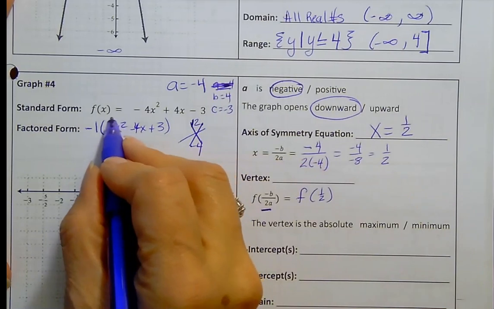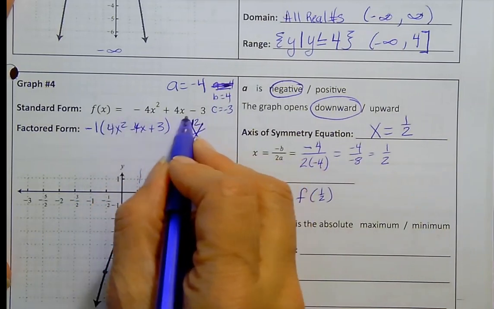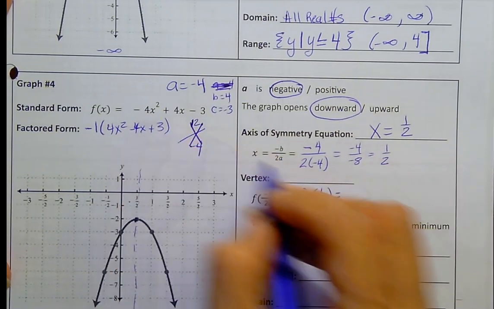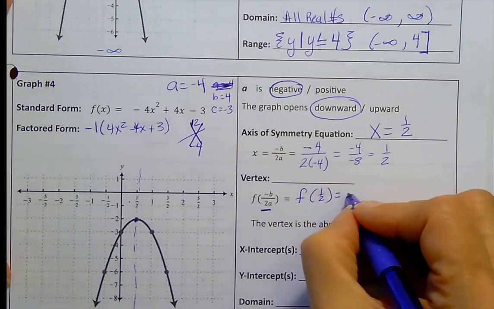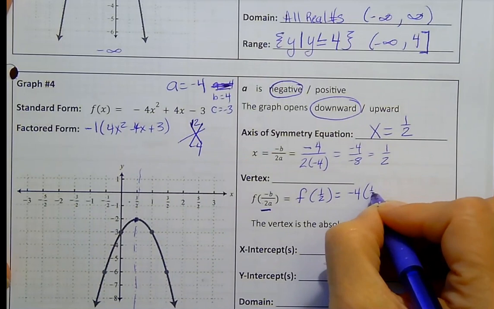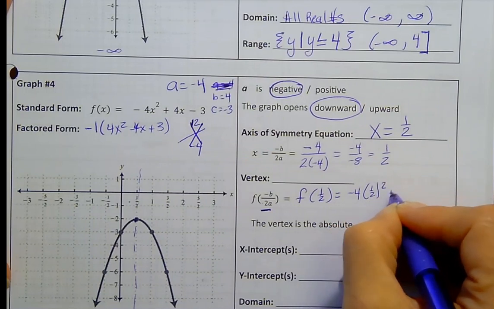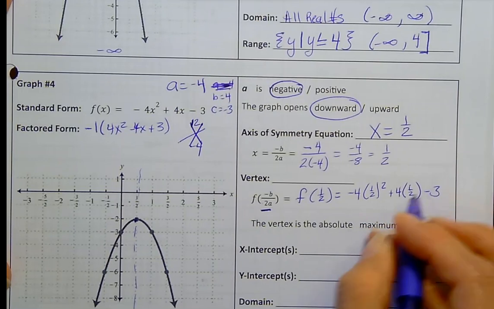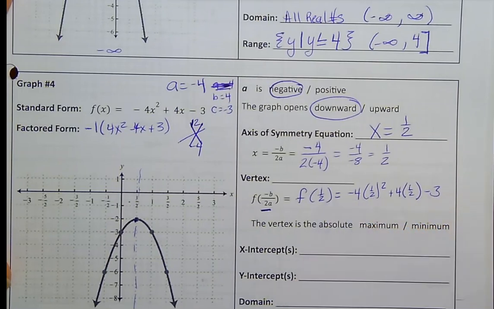And mathematically, I can plug that in. I'm going to go to the original equation. And so I show that any place I have an x, I'm going to put in 1/2. So I have negative 4 times 1/2 squared plus 4 times 1/2 minus 3. Just plugged in my x value.